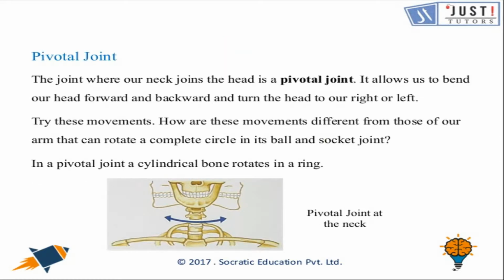Next up on the list is the pivotal joint. Now, the joint where our neck joins the head is called a pivotal joint. If you take a look at the figure right here, it shows a pivotal joint. And this joint allows us to bend our head forward and backward and also turn it sideways. Now, this can be easily explained if you think of a cylindrical bone rotating inside a ring. You can also think about how a pivotal joint is different from a ball and socket joint.